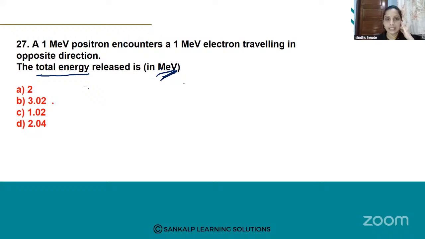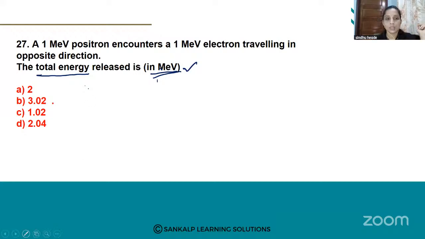So do not convert it to joules. No need to convert mega electron volt to joule, because here they mentioned in your question the total energy finally is in mega electron volt only. Okay, ಟೋಟಲ್ ಆನ್ಸರ್ ಮೆಗಾ ಎಲೆಕ್ಟ್ರಾನ್ ವೋಲ್ಟ್ ಅಲ್ಲಿ ಇರುತ್ತೆ ಅನ್ನೋದನ್ನ ಕ್ವಶನ್ ಅಲ್ಲೇ ಮೆನ್ಷನ್ ಮಾಡಿದ್ದಾರೆ ಆಯ್ತಾ. See options: A 2, option B 3.02, option C 1.02 and option D 2.04. Which option is correct?